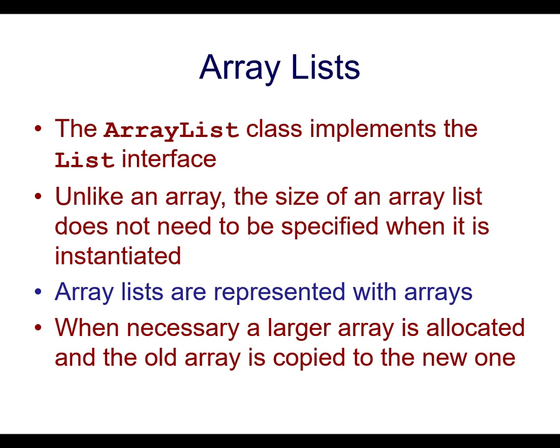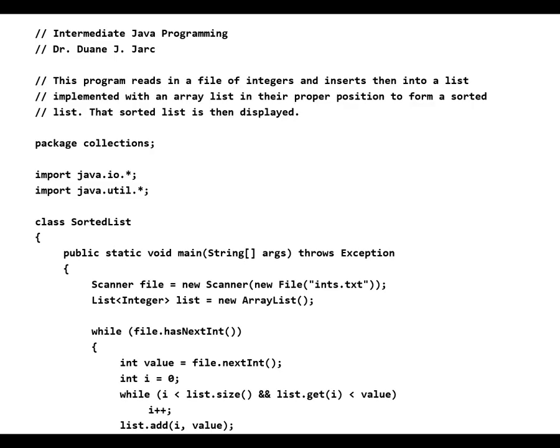Internally, array lists are represented with arrays. When an element is added that exceeds the amount of space currently allocated, a larger array is allocated and the old array is copied to the new one. The new array is twice the size of the original one, so this process does not need to be repeated too frequently. Next, we examine a program that uses an array list to implement a sorted list.